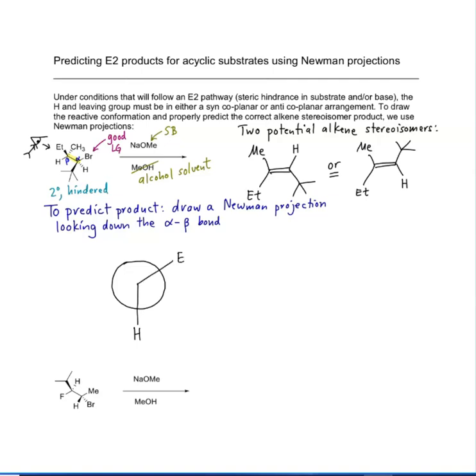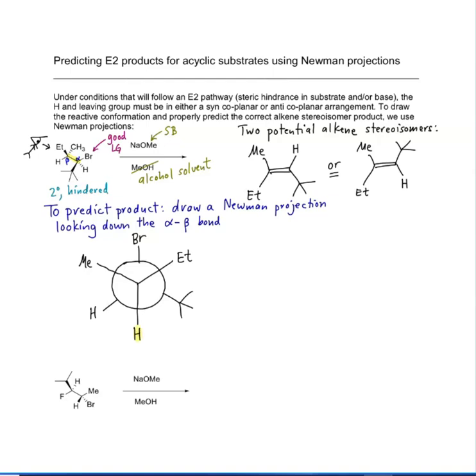The ethyl group is to your right, and the methyl group is to your left. On the back carbon, you have a bromine pointing straight up. The hydrogen is to your left, and the tert-butyl group is to your right.